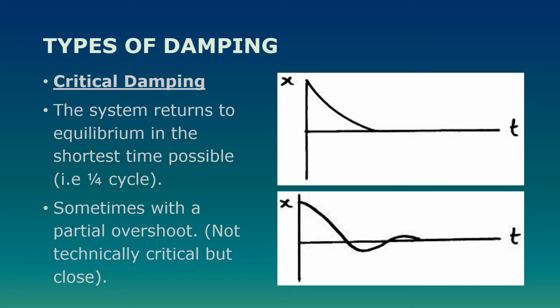Sometimes, as in the diagram at the bottom, there's a partial overshoot, so where it reaches equilibrium, can't completely stop, but is dragged back pretty quickly. That's sometimes lumped in with critical damping. Technically, it's not. Technically, it's just below critical damping. It's just ever so slightly underdamped, but it's pretty close. So you might sometimes see critically damped systems like the one at the bottom that follow the shape of a simple harmonic motion oscillation to start with, reach equilibrium, and then just go through a tiny little cycle to get them to equilibrium.